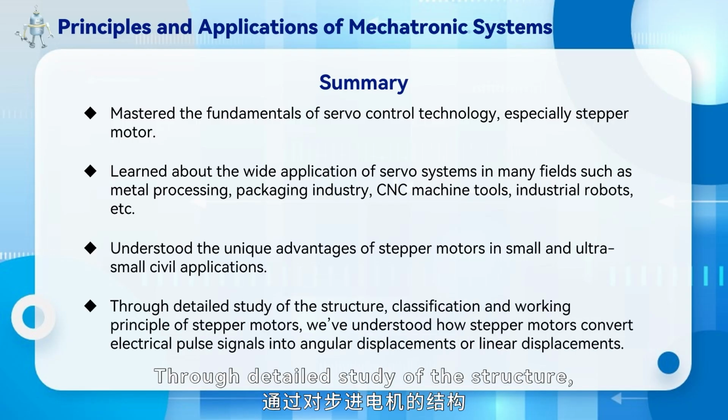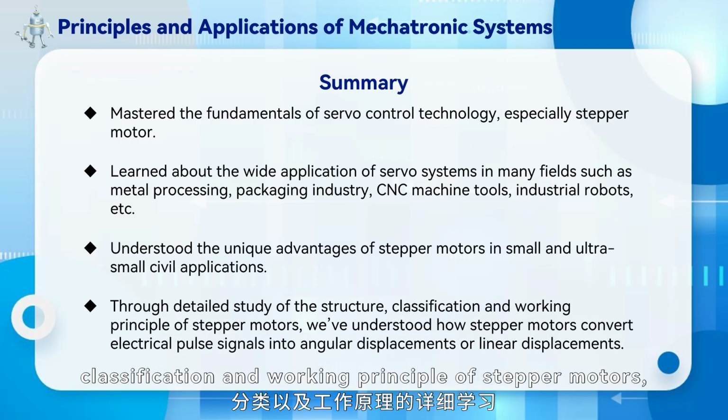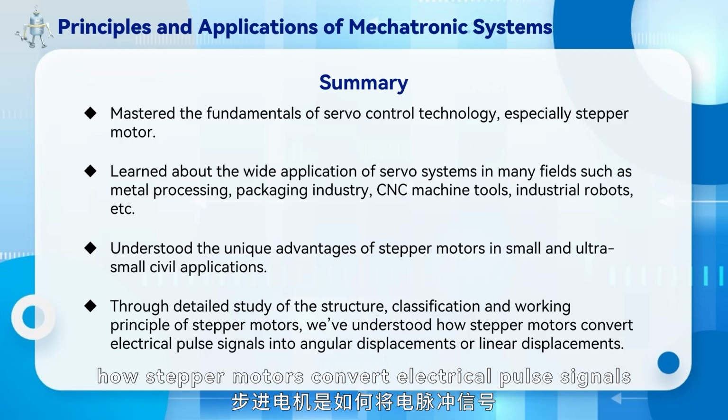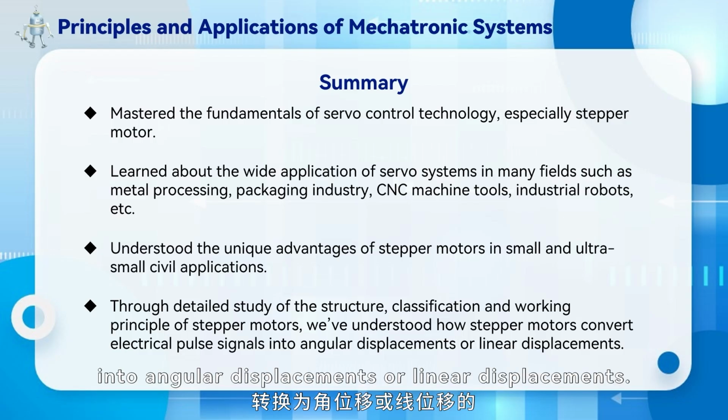Through detailed study of the structure, classification, and working principle of stepper motors, we've understood how stepper motors convert electrical pulse signals into angular displacements or linear displacements.